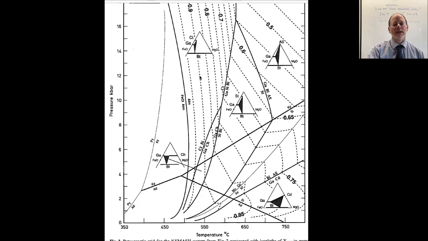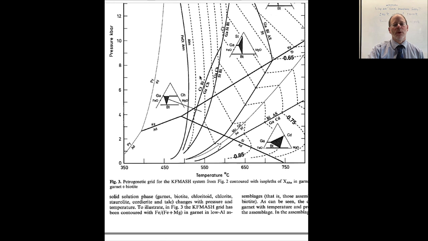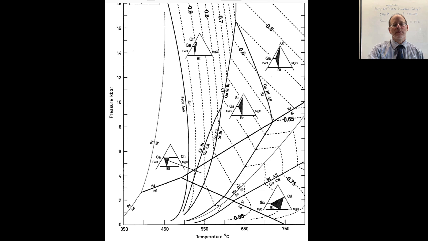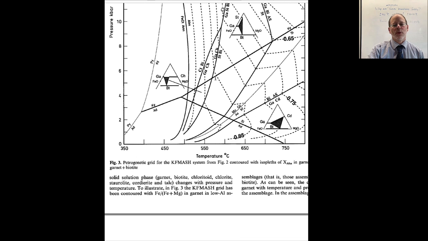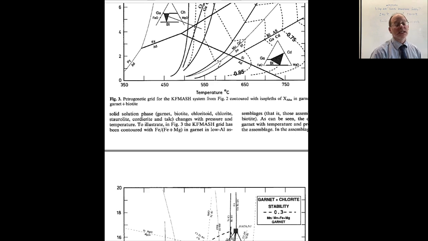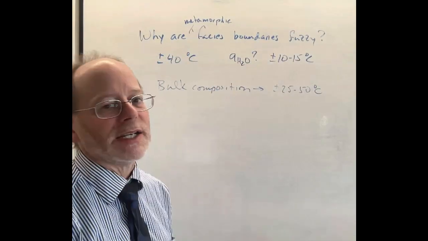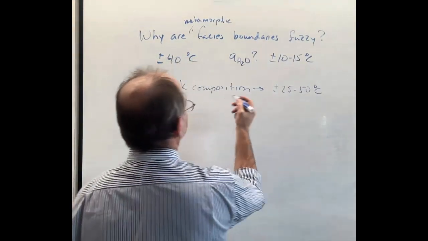So let's take 12 kilobars. We carry this down. That's a temperature of 540 degrees. And if we move it over by 0.1 and carry that down, that's going to be about 580 degrees. So 40 and 80, that's 40 divided by 2. So that's about plus or minus 20. Okay.